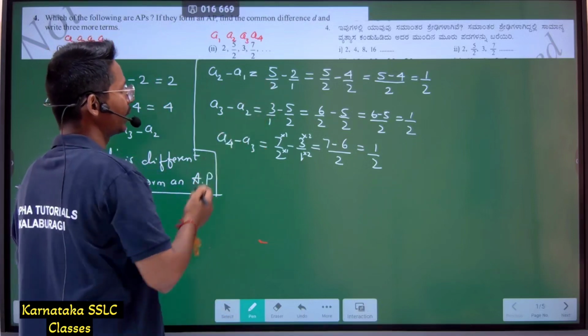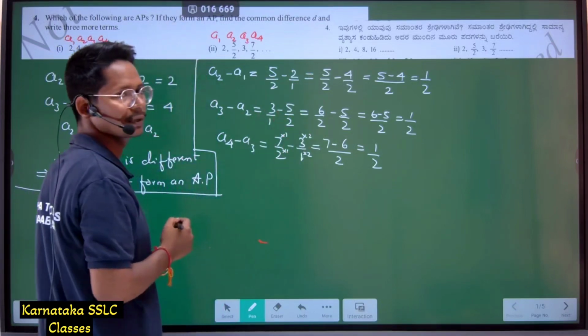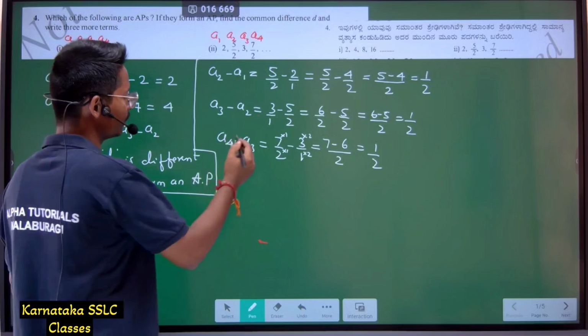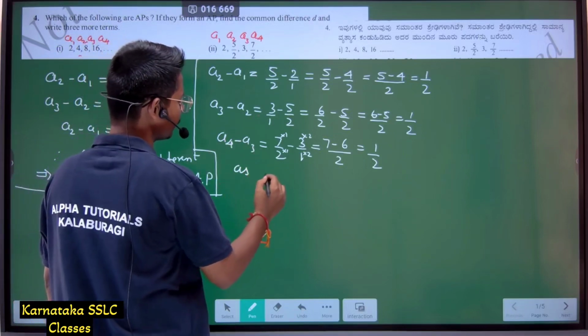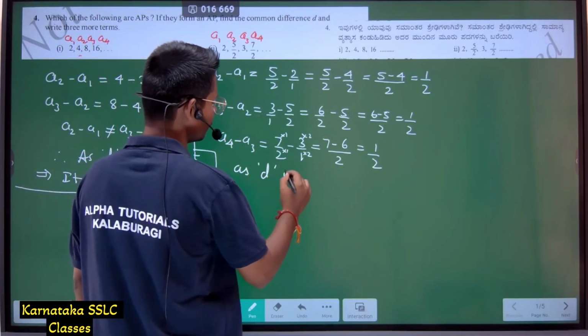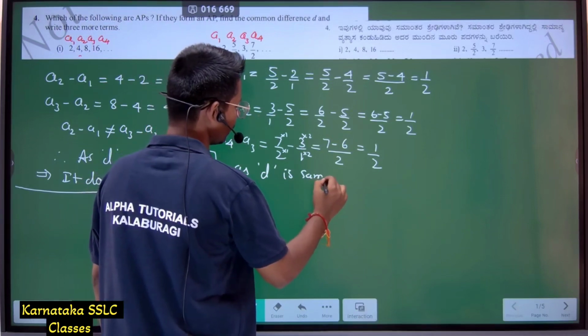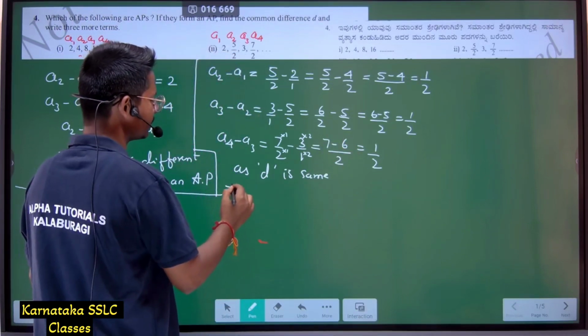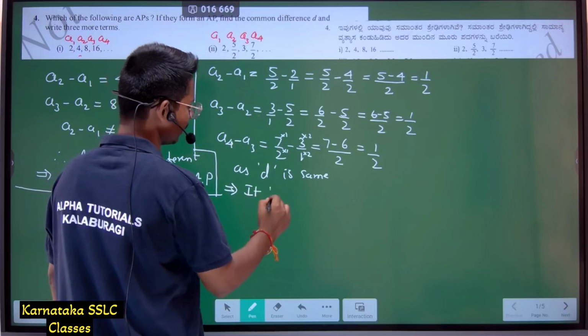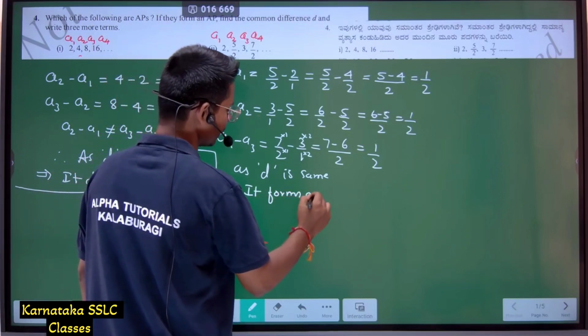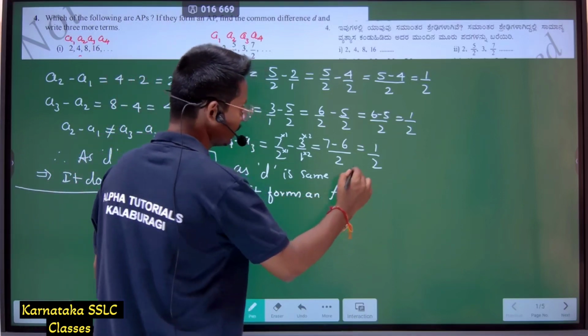Okay, so I can say these terms form an AP. Okay, so you can write as D, the common difference D is same, so I can say that it forms an AP. It forms an AP.